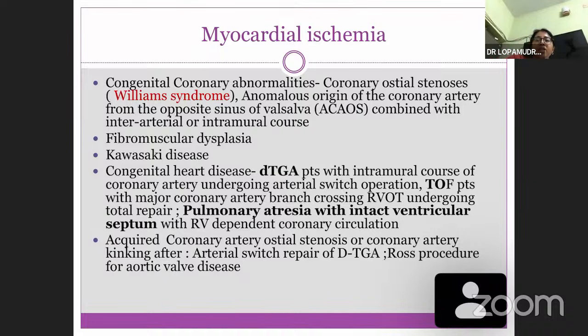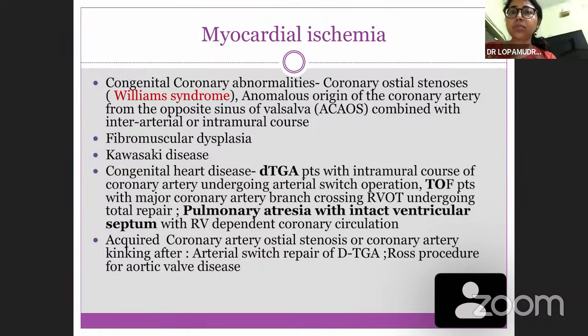Though myocardial ischemia, as we already discussed, is much rarer than in the adult age, there are still various causes which can lead to myocardial ischemia in children. Some of them are congenital coronary anomalies. We have already learned about ALCAPA or major coronary ostial atresia, which present in the younger child. Other causes like coronary ostial stenosis, as in Williams syndrome, or anomalous origin of the coronary artery from the opposite sinus of Valsalva, might present in the older age group, especially adolescents, especially during exercise, when combined with an intramural course.